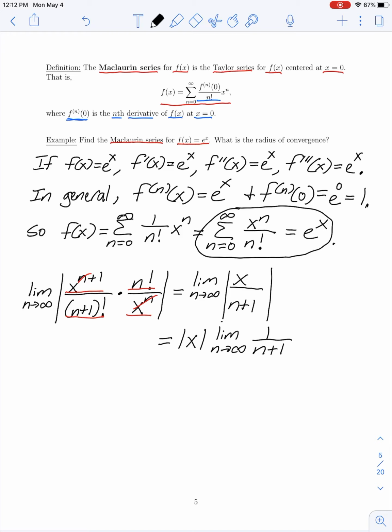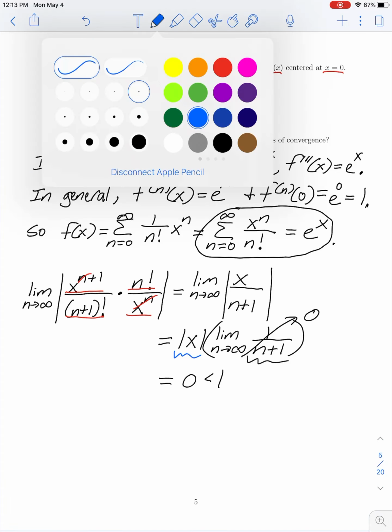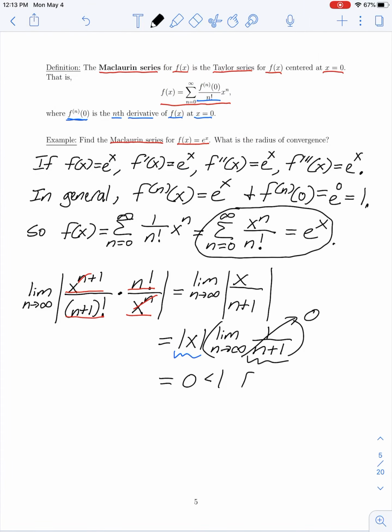Now, as n becomes large, this fraction, 1 over n plus 1, decays to 0. So we have a limiting value of 0, which is less than 1. And notice that we get that limiting value of 0 regardless of what this constant absolute value of x out in front of the limit was. So we will have a 0 limit, which is less than 1, for all values of x on the real number line.